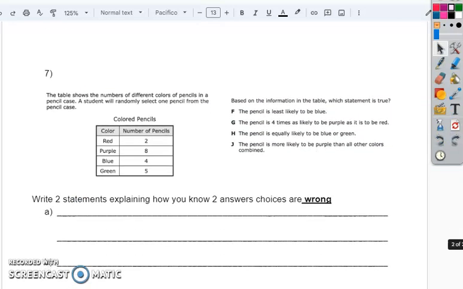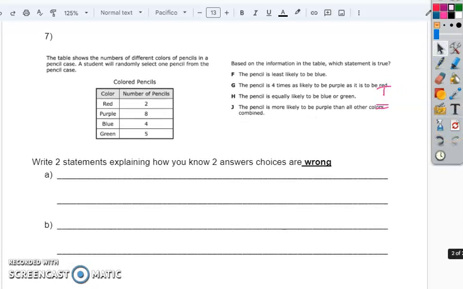Last problem. The table shows the numbers of different colors of pencils in a pencil case. A student will randomly select one pencil from a pencil case. Here's our table right here. Based on the information in the table, which statement is true? So your job, guys, is to read each statement and find 2, just like you would on the test, that you know are wrong. Okay, so if I were to read all these, I'm just going to randomly read this one because I think this one's easy.